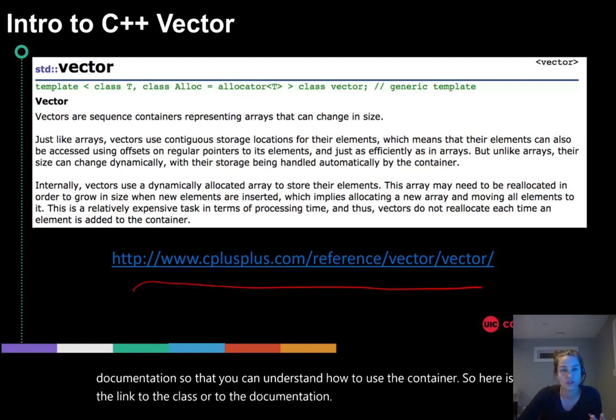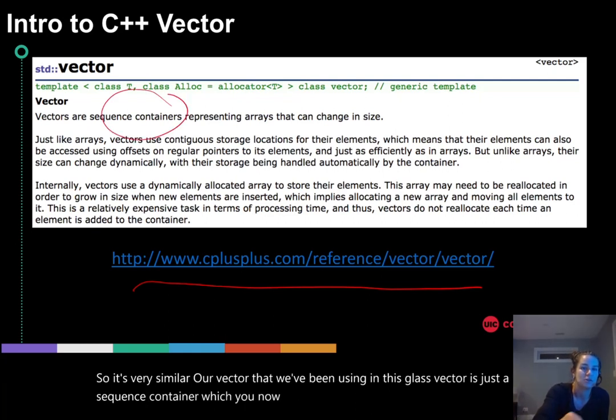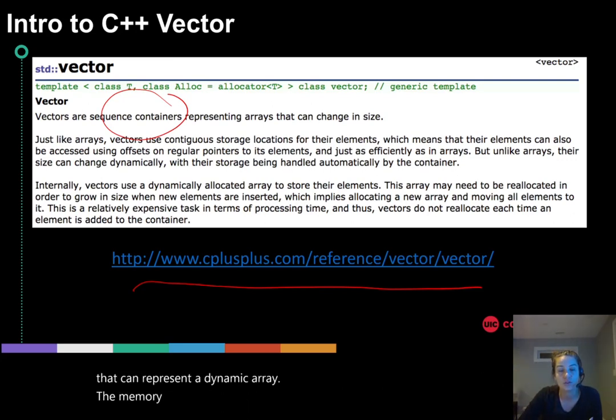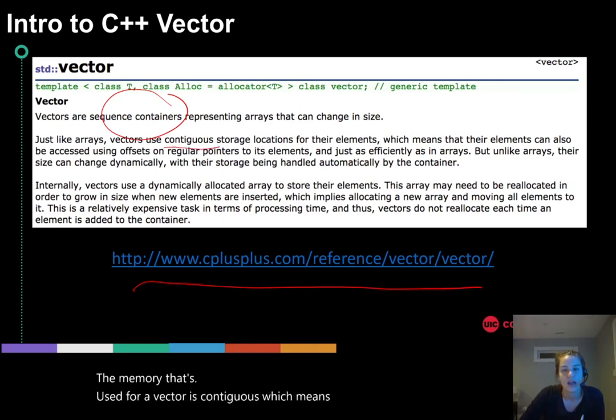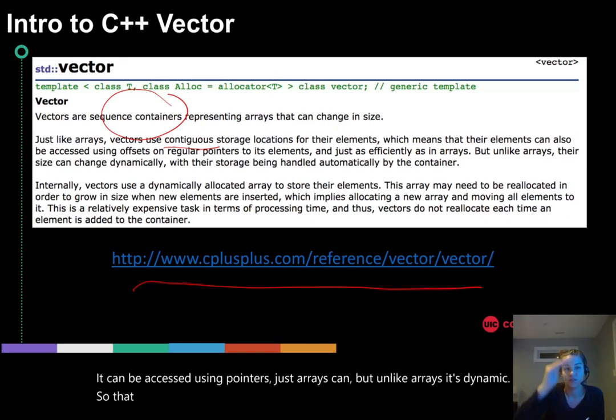It's very similar to our vector that we've been using in this class. A vector is just a sequence container, which you now know what that means because we defined it last time, that can represent a dynamic array. The memory that's used for a vector is contiguous, which means it's next to each other, and it can be accessed using pointers just like arrays can. But unlike arrays, it's dynamic. So that is the very first part of the documentation for a vector.